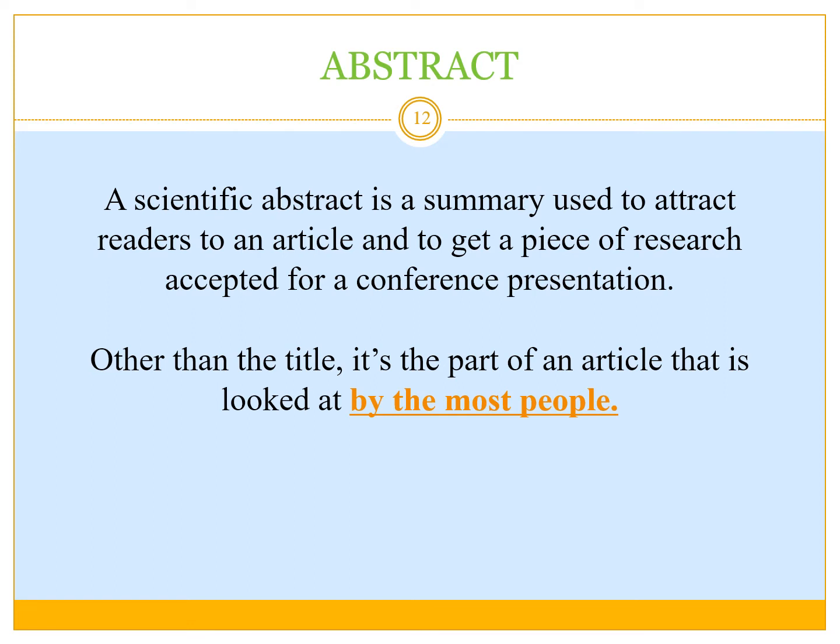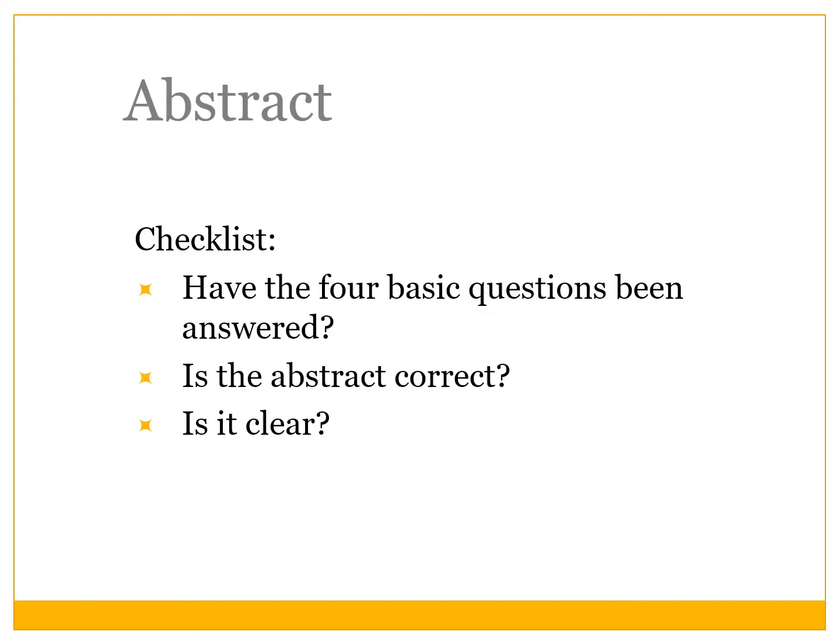So an abstract is a summary used to attract readers to an article and to get a piece of research accepted for conference presentations. Other than titles, it is the part of an article that is looked at by most people. Since the abstract is always freely available, it is also free for everyone. So it is the part of the paper that is viewed by most people.